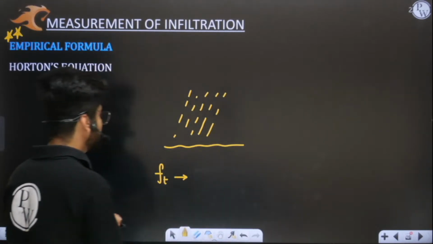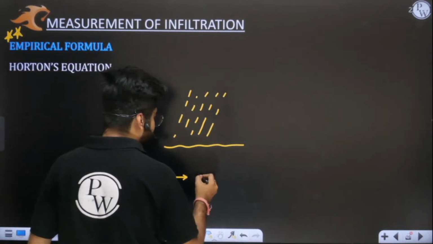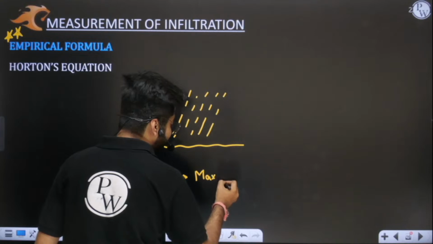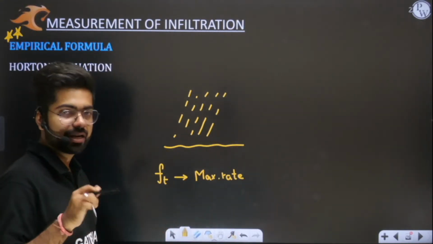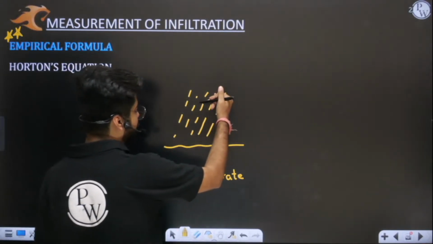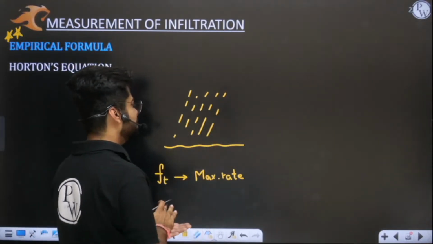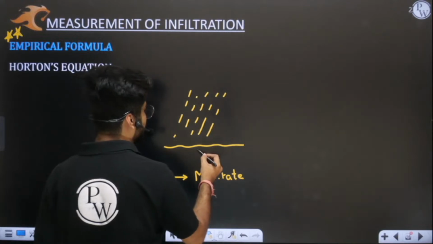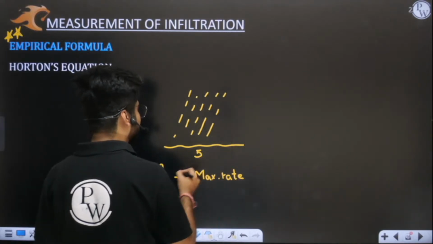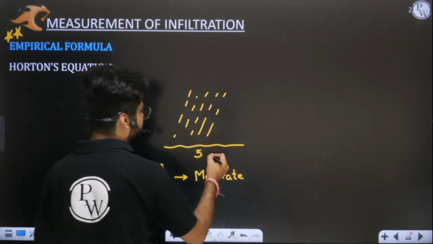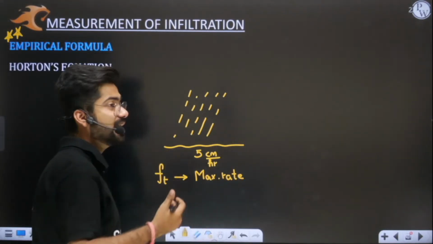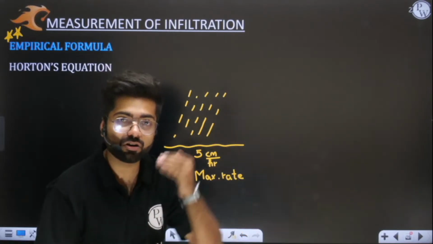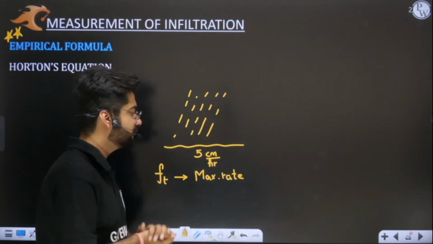Okay, now. So what is infiltration capacity, sir? It is the maximum rate at which your ground can absorb water. Maximum rate. Let us assume that when rainfall has started, in the beginning, the infiltration capacity was 5 centimeter per hour.